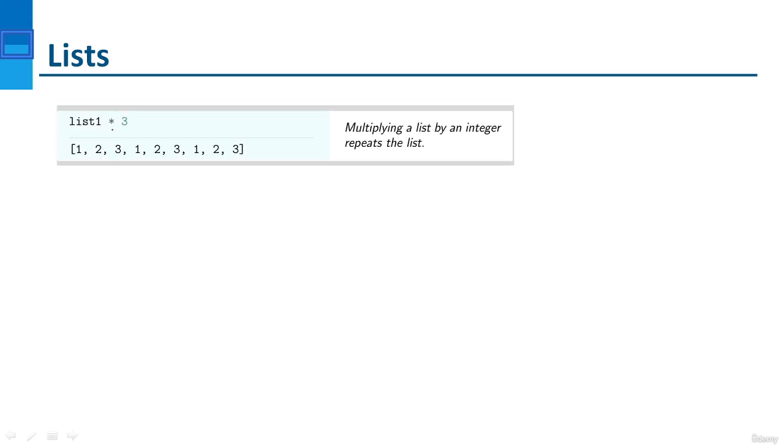Next one is star, used for the repetition operation. List 1 star 3. The elements inside list 1 are 1, 2, 3. Now we are repeating those elements 3 times. You can see 1, 2, 3, 1, 2, 3, 1, 2, 3, just like this.